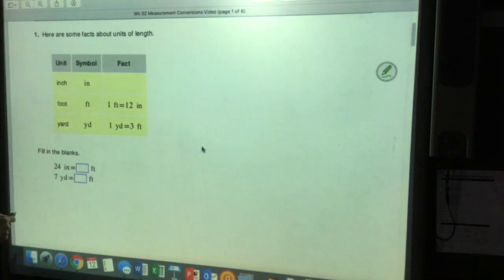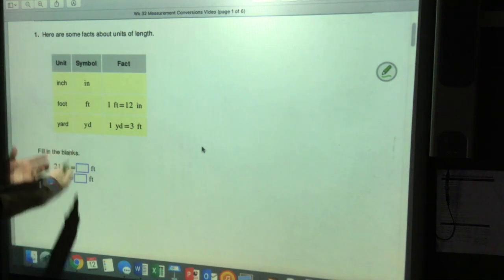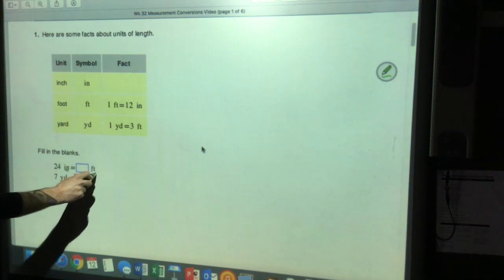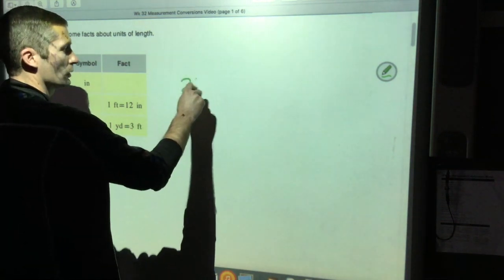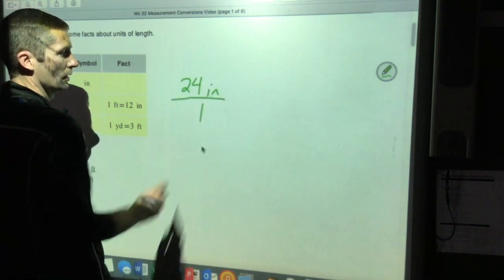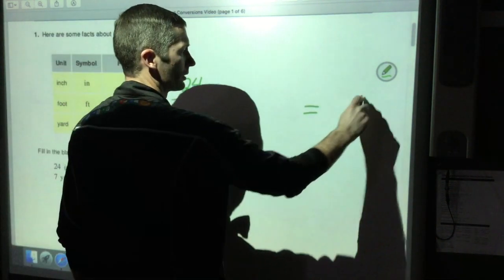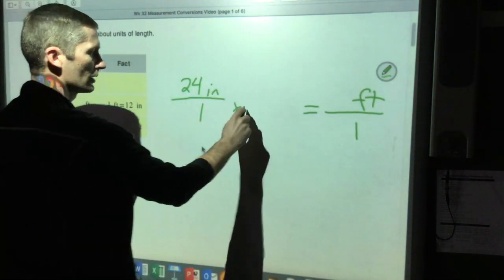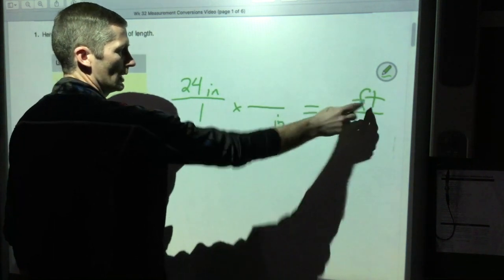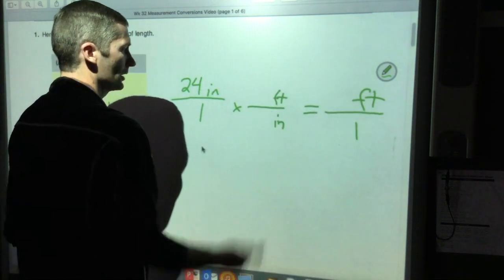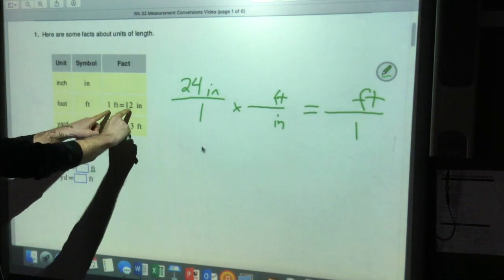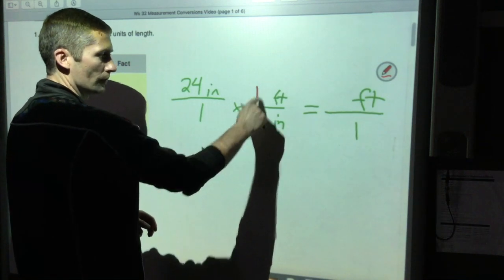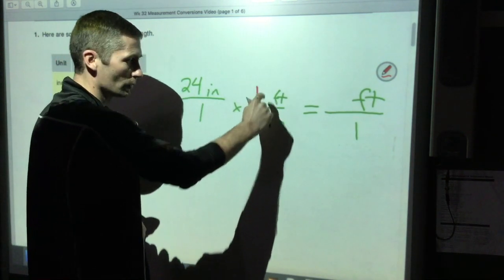Here are some facts about units of length. And even though I know some of these you can just think through, I want you to use this method over and over. We're going to change inches to feet. So I have 24 inches, and I want to change that in my answer to feet over 1. Okay, so to do that, I need to get inches on the bottom, and I need to get feet on the top. Okay, so I'm going to look over here, and I'm going to see that 1 foot is 12 inches. So I'm going to plug in 1 foot, 12 inches. This equals 1. 1 foot is 12 inches.